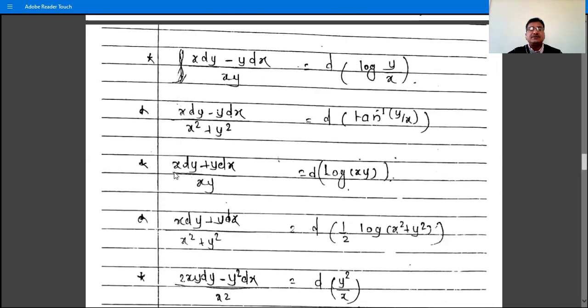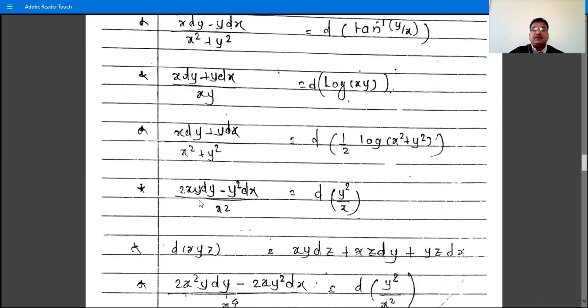If the factor is of this type, x dy plus y dx divided by x into y, then it is the derivative of log x into y. What is the derivative of log x into y? 1 by x into y into the derivative of x into y, which is x dy plus y dx. So we have this. If the factor is of this type, 2xy dy minus y square dx by x square, then it is the derivative of y square by x.